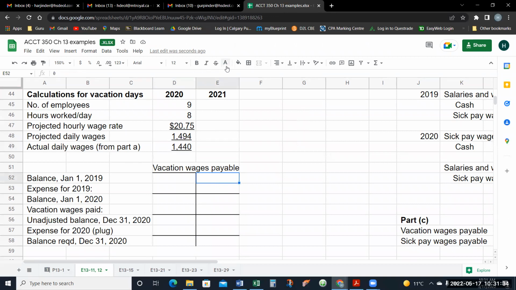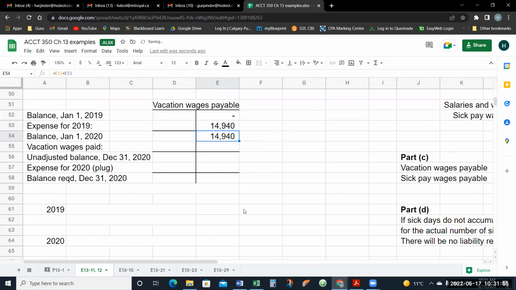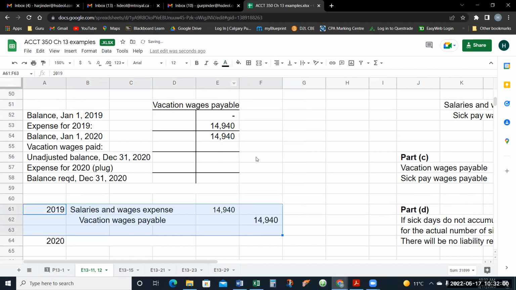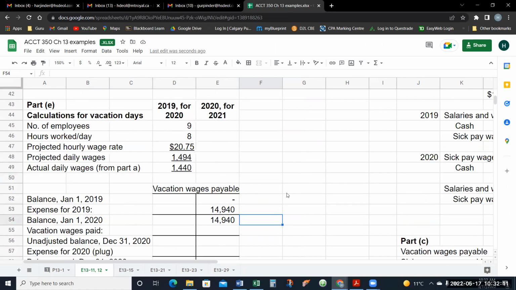So what does that mean in terms of our T account? We start with a $0 balance. We record an expense calculated at $1,494 per day, and employees get 10 vacation days. So that's $14,940. So the balance at the end of 2019 will be $14,940. And the journal entry to record that will be debit salaries and wages expense, credit vacation wages payable, $14,940.